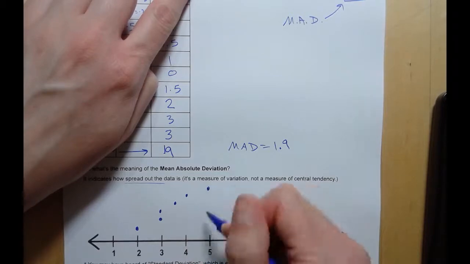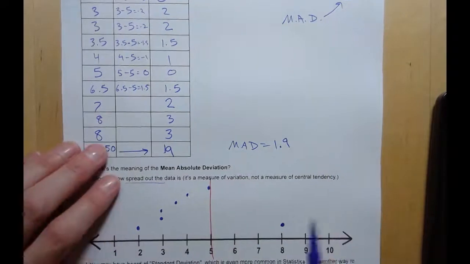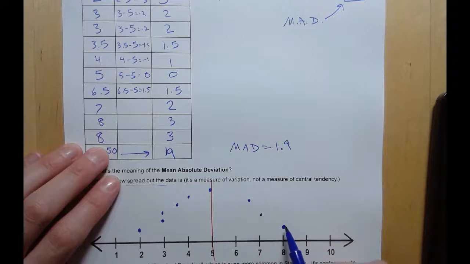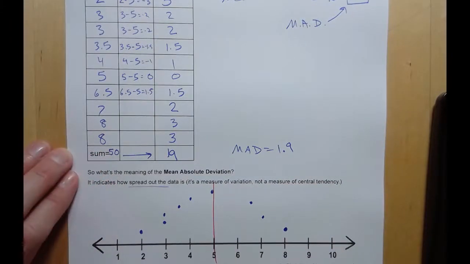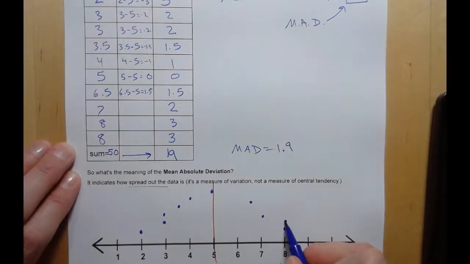And then this is the mean. So we also had a 6.5 and a 7 and an 8. So let me just make sure I have 10 data points. 1, 2, 3, 4, 5, 6, 7, 8, 9. Ooh, I missed one. What did I miss? We had 2 8s. That's what I missed.